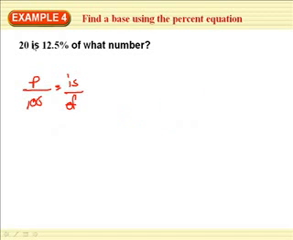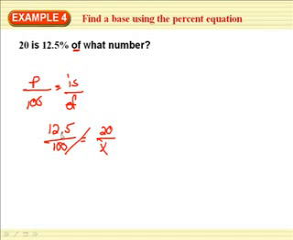20 is 12.5% of what number? Now the of number is what's missing this time. So the percent is 12.5. We put that over 100. And the is number is 20 over x, and then we just solve. So I get 12.5x equals 2,000 divided by 12.5.